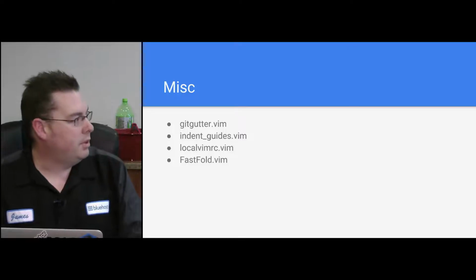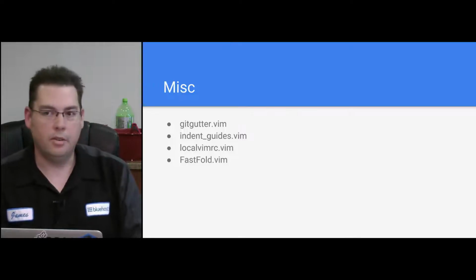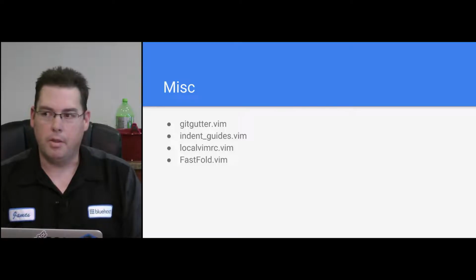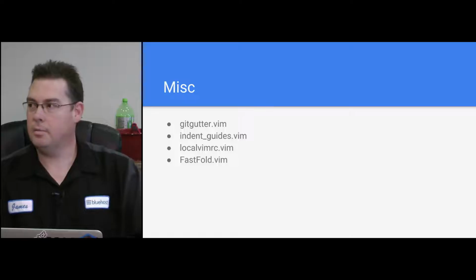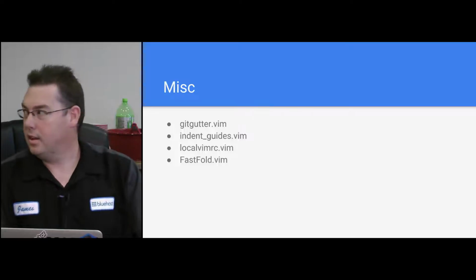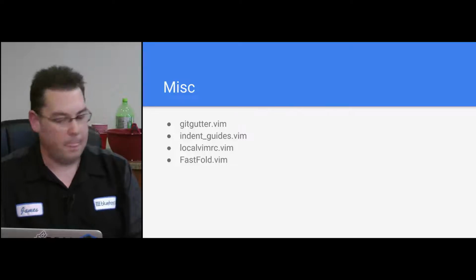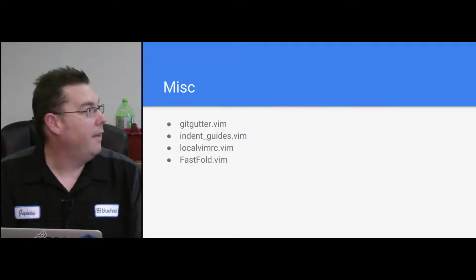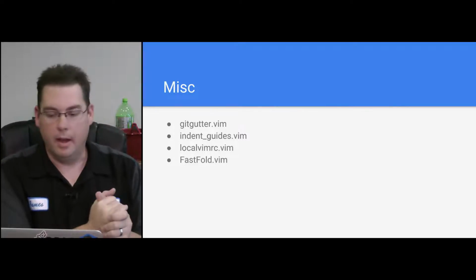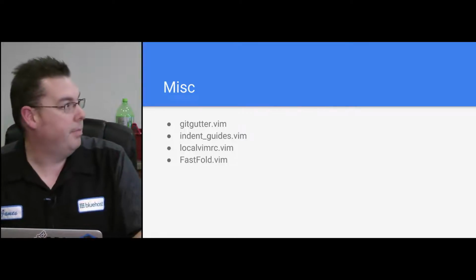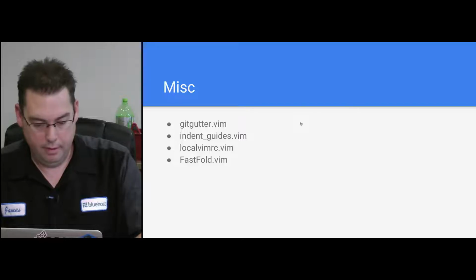And so what fast fold does is really simple. When you go into insert mode, it sets your fold method to manual, which tells it to stop folding, and then when you jump back out of it, it turns it back on again. And it makes life beautiful, for me anyways. So that's the end of my plugin list. So now I will just show you some examples of this.